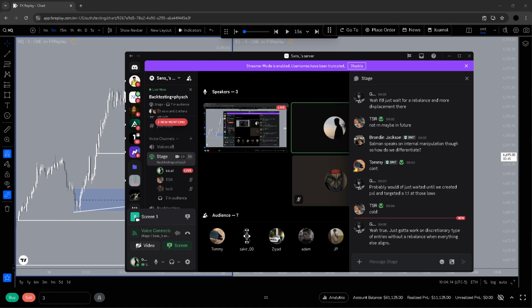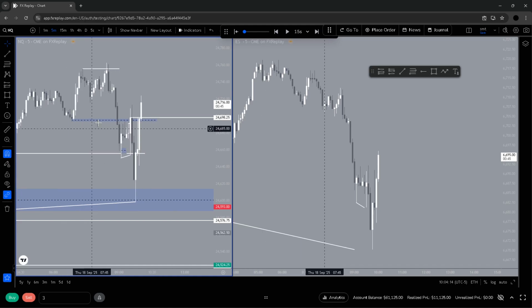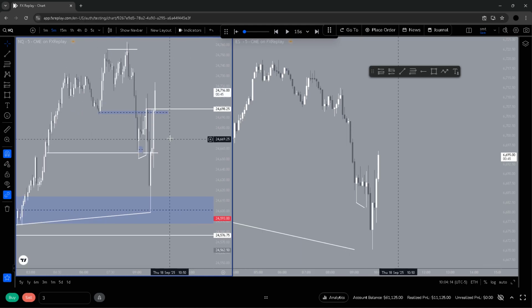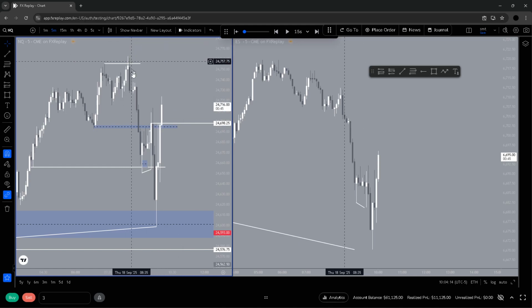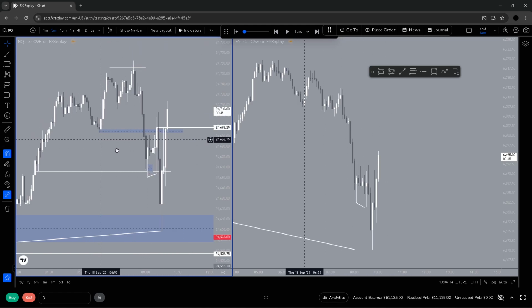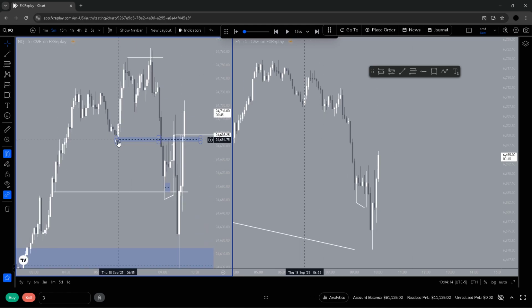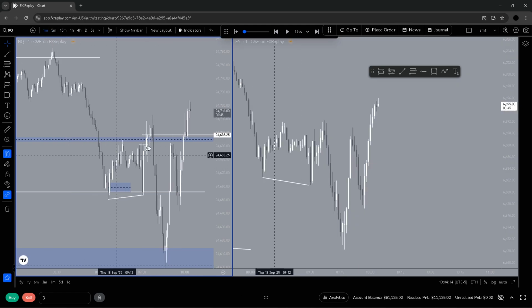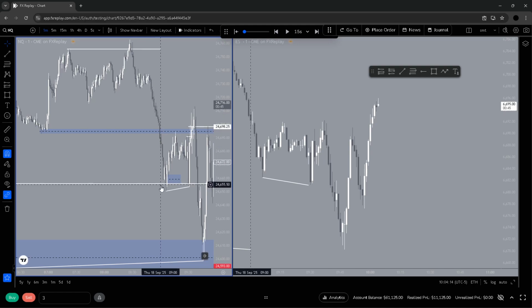Yeah, true, just got to work on discretionary type of entries. Not really, though, bro, because it's not about discretion in this situation. You've got a checklist to follow. You've got your narrative. You're bearish. You've displaced through these lows. If we're bullish, you're not going to displace through these lows. We're going to take out the low, respect an order block, and displace higher. The market's not telling us that. The market's telling us that we want to go lower, clearly.